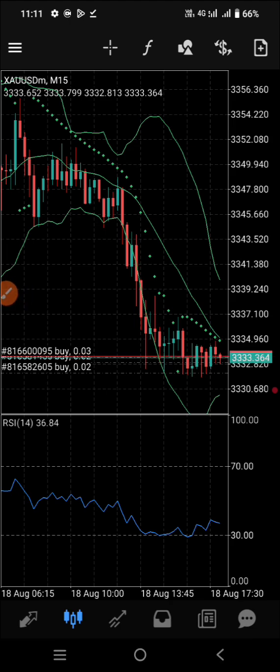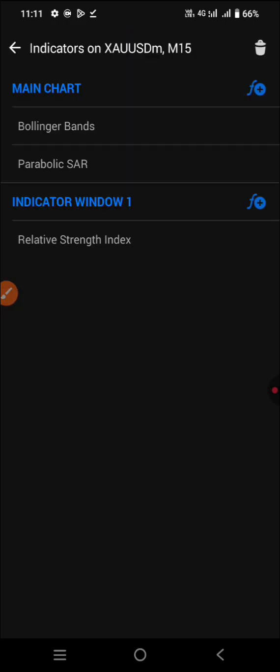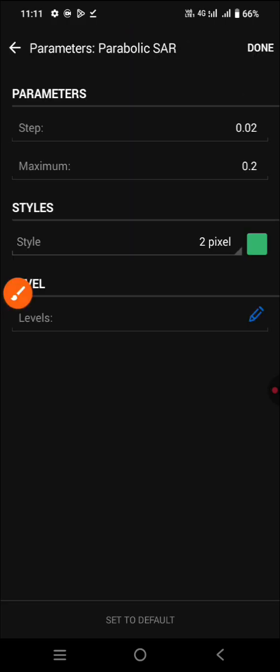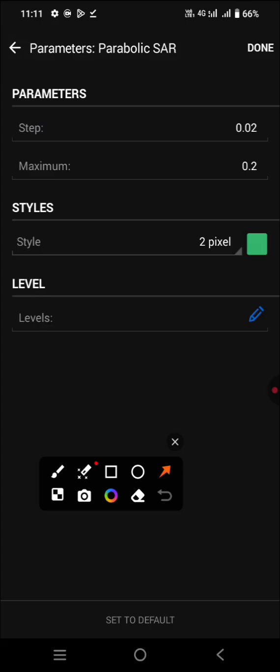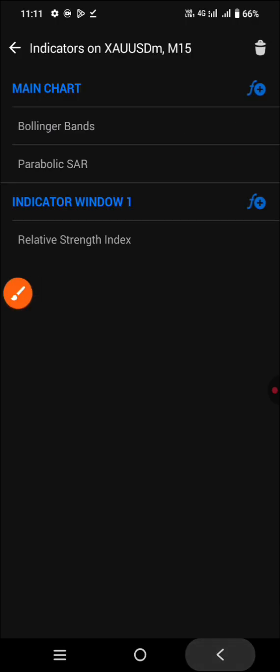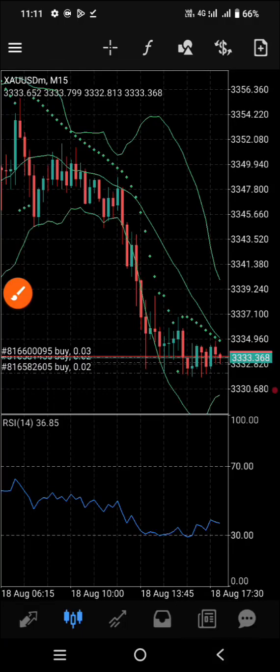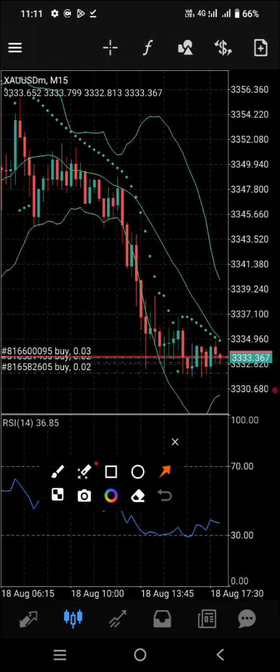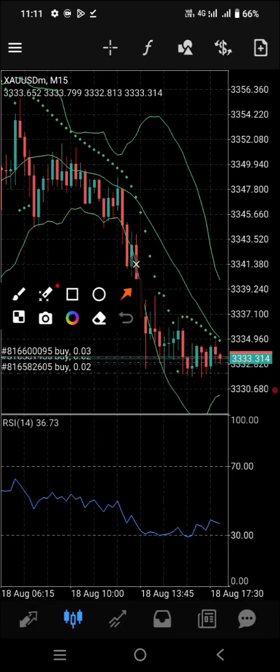Above 70 means overbought. Indicator setup: Parabolic SAR. Click Insert, Indicators, Trend, Parabolic SAR. Set step to 0.02. Set maximum to 0.20. Click OK. Small dots appear above or below the candles. Dots below indicate upward trend. Dots above indicate downward trend.